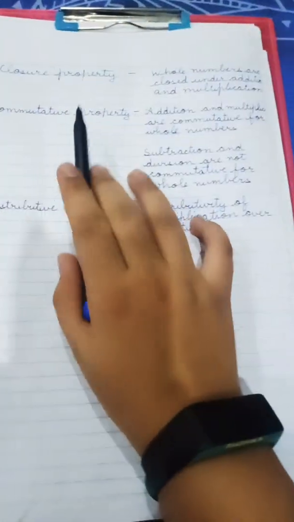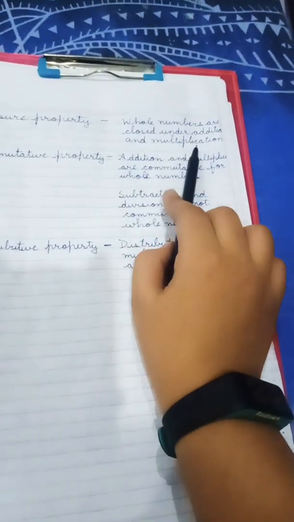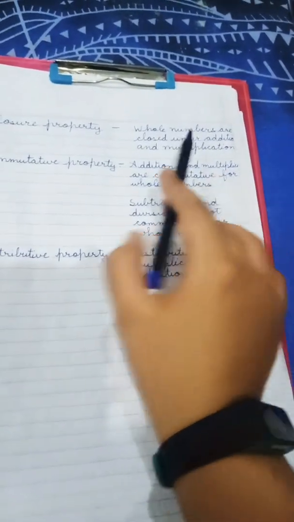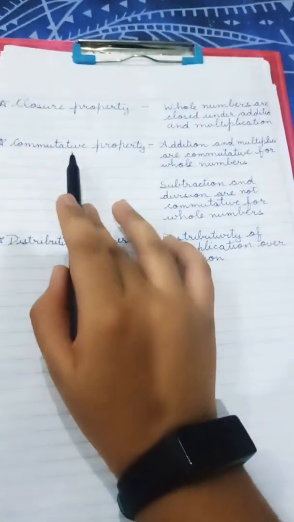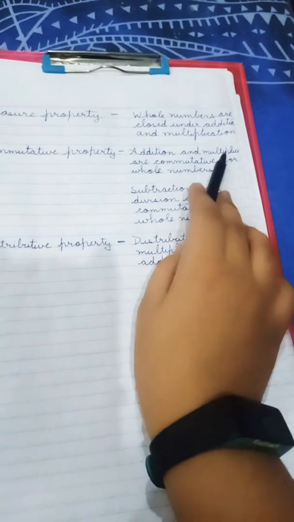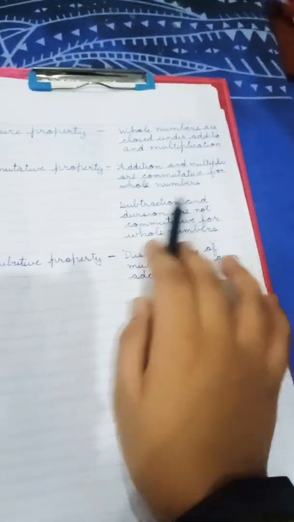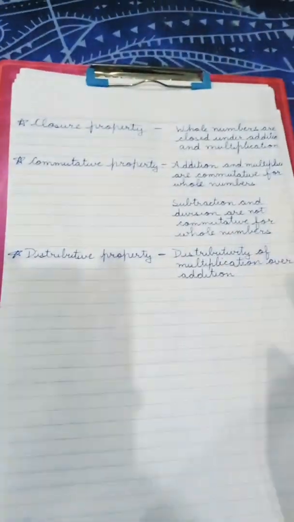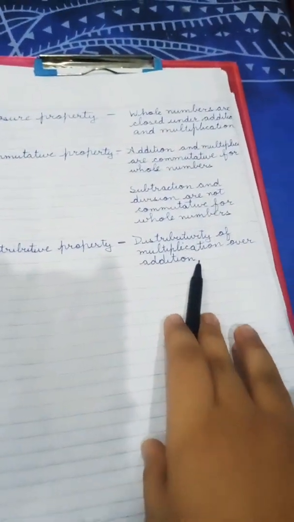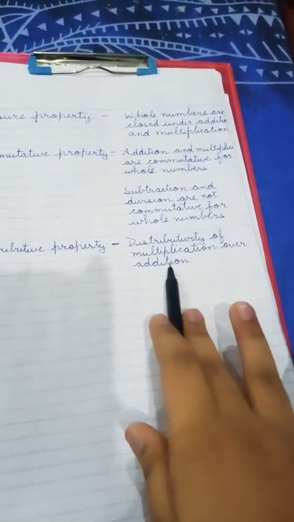Next is closure property. Whole numbers are closed under addition and multiplication. This is the way to write the closure property, the definition. Commutative property. Addition and multiplication are commutative for whole numbers, and subtraction and division are not commutative for whole numbers. Distributive property. The right way to write the definition of distributive property is distributivity of multiplication over addition.